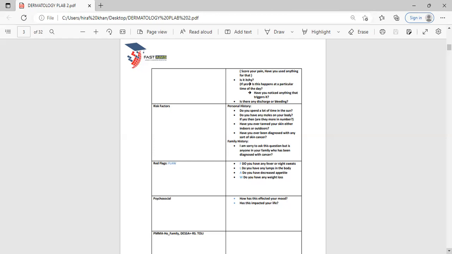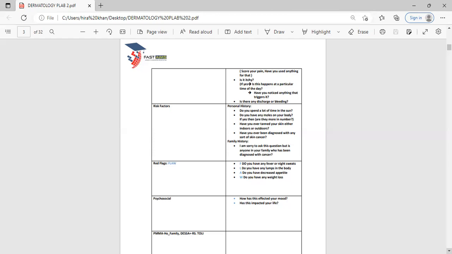Then the family history is very important, and you should ask very sensibly. Well, Clara, I'm really sorry to ask the question, but is there anyone in your family who has been diagnosed with cancer? Because the family history of cancer is very, very important here. So do not miss the risk factors. So what are the risk factors? Some risk factors are related to the person himself.